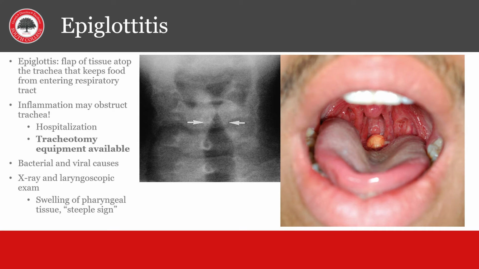Epiglottitis is an emergency and can be seen most times on exam and especially on x-ray, where you can see the classic steeple sign. If the epiglottis gets too large, it can impede the airway and prevent breathing. This will require a tracheotomy, which is performed to open an airway into the trachea and bypass the epiglottis and larynx.